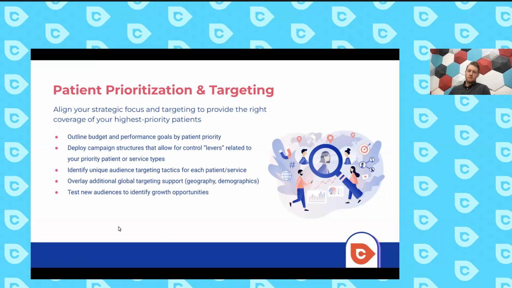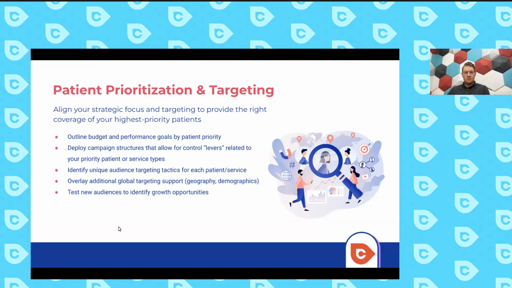Next on the list, when we get into the platforms and we've decided which channels we're going to run, is making sure that when we talk about ideal patients, we're correctly prioritizing and targeting them. It's often the case that we'll meet with clients where people want leads, right? But we know certain types of patients are much more valuable, but all leads are currently being treated the same. So obviously we want to start with outlining budget and performance goals first by patient priority, right?